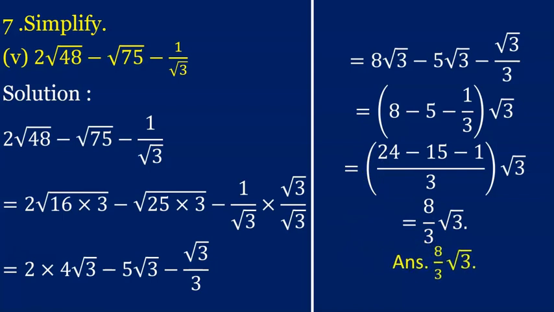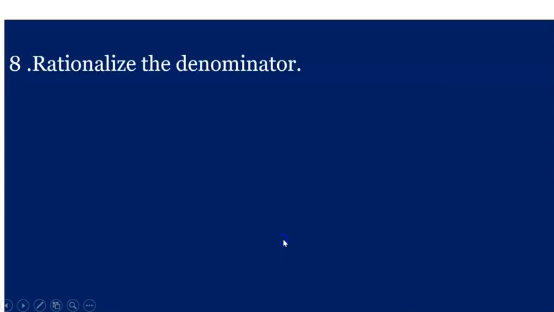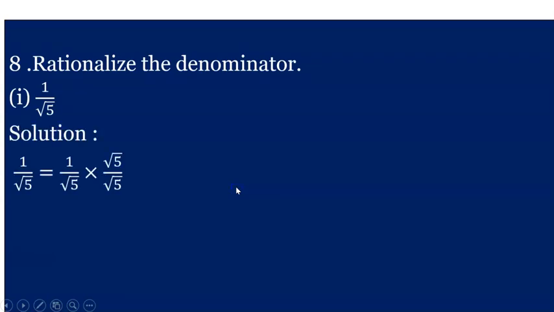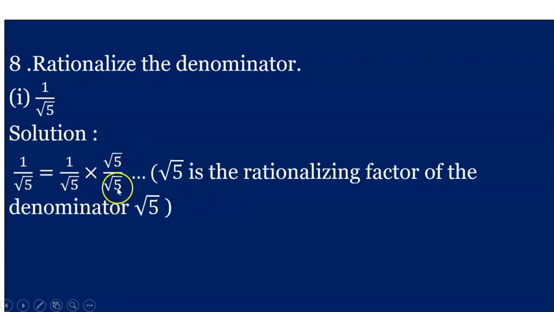8 by 3 into root 3. Next, rationalize the denominator 1 by root 5, 1 upon root 5, therefore here multiplied numerator and the denominator by root 5, that is 1 into root 5 is root 5, root 5 into root 5 is 5, okay, and hence the answer is 5 upon root 5.